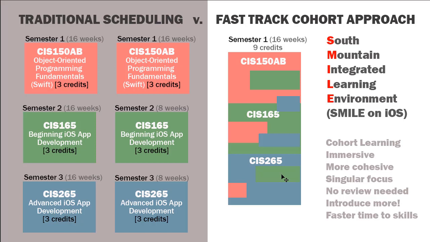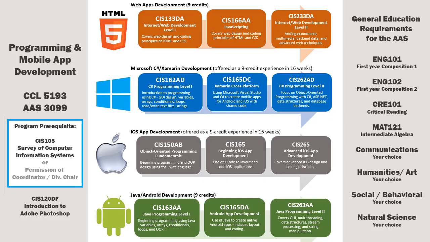So this approach gives us more cohesion to the content of these 3 courses combined. It allows you to have a singular focus on 1 language at a time. If we look at our 4 different tracks, in order to complete these in a timely manner, traditionally, you'd probably be taking 2 or maybe even 3 languages simultaneously in the same semester. That can get a little confusing, I think.